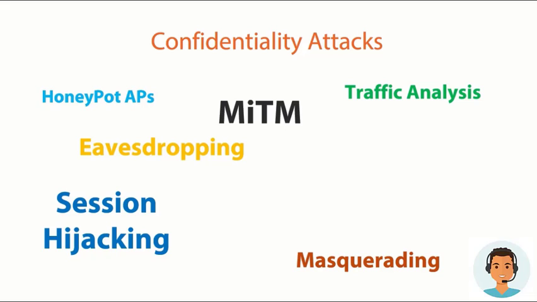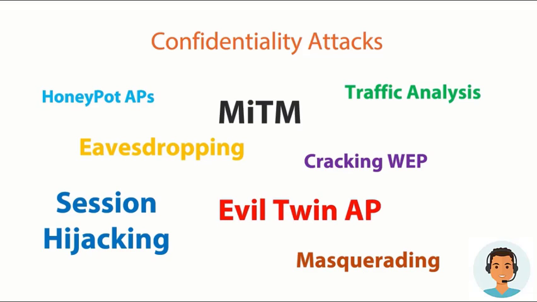Another confidentiality attack would be obviously cracking WEP. Again, just by capturing data, we try to recover the WEP key using either brute force or an FMS cryptanalysis. And of course, probably the most notorious is the evil twin access point. Yes, evil twin. This is where you basically pose as an authorized access point by using the same SSID, and hopefully users hook into your access point mistakenly.